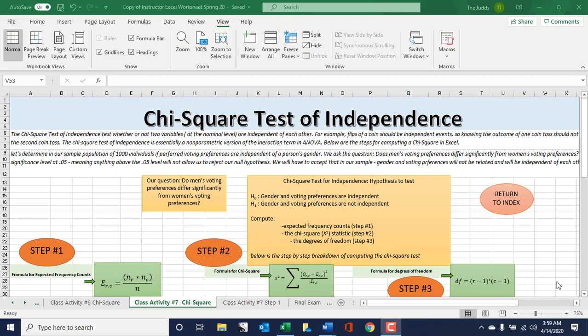For our practice exercise, we're going to ask the question, do men's voting preferences differ significantly from women's voting preferences? That's going to be our question. So right here, you can see that we have a category of gender, men and women, and we're going to have a category of voting preferences. And you'll see that I've put that in as left wing, right wing, or center.